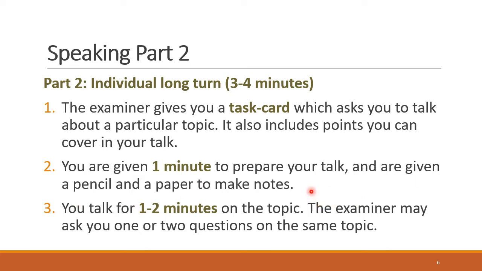So the examiner will give you a card. Okay, this is your topic. For example, my ambition in life. I'm just saying anything, yeah. And the examiner would say, okay, here's the topic. You have to prepare, speak for 3 to 4 minutes. You have 1 minute to prepare. Here's the pencil and the paper. All right, so don't start writing stories on that.